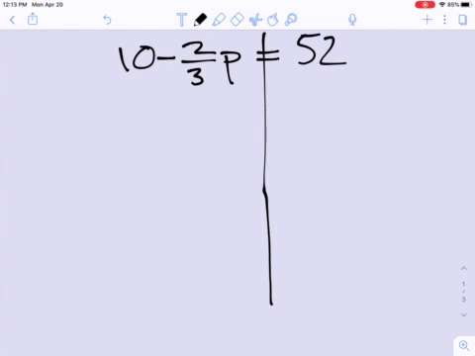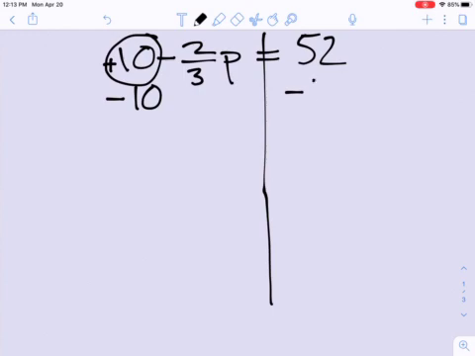Well, one thing I know I can do with this problem is that I know the 10 is right here, and I know that it's positive. And so I want to get rid of that 10. If we're going with the cows and chickens motif, we're going to move the chickens over to the other side. So 10 counts as a chicken, so we're getting rid of it.